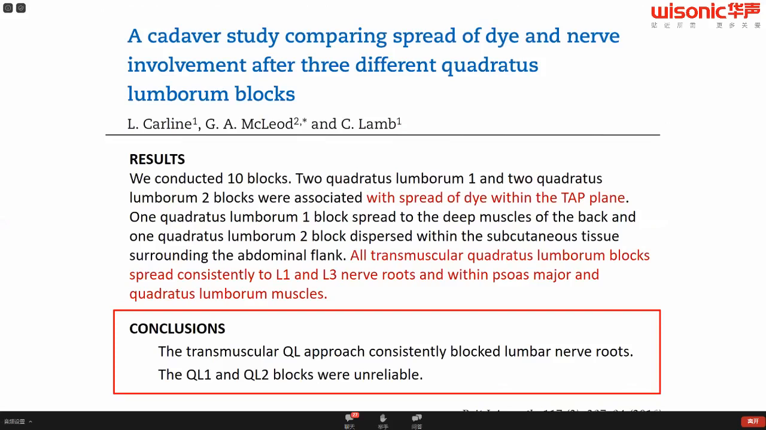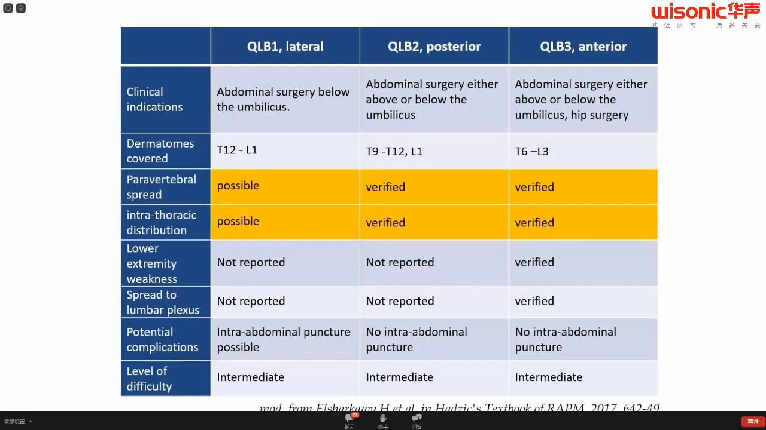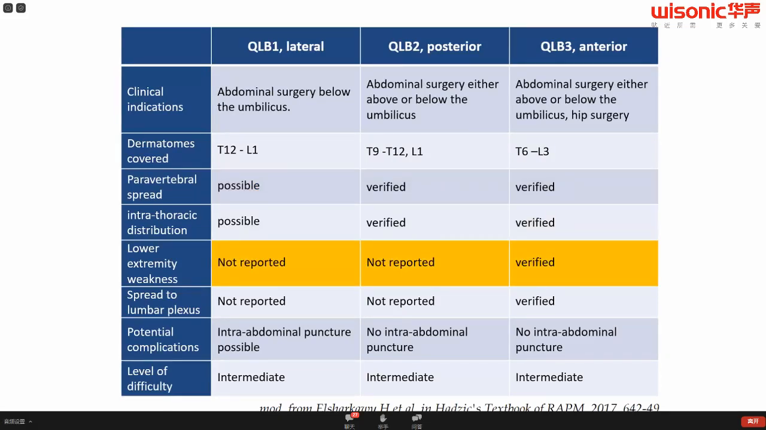On the other hand, we know that after a transmuscular anterior quadratus lumborum block, some nerves of the lumbar plexus and branches of the lumbar plexus are consistently blocked. And this is not the case if you do a lateral or posterior quadratus lumborum block. Summarizing the data from the cadaver and clinical studies, we can say that after a lateral quadratus lumborum block, the dermatomes covered are from T12 to L1, after a posterior QLB from T9 to T12-L1, and after an anterior QLB from T6 to L3. The paravertebral space is only reached after posterior and anterior quadratus lumborum blocks, and the lumbar nerves or parts of the lumbar nerves are only blocked after an anterior quadratus lumborum block.